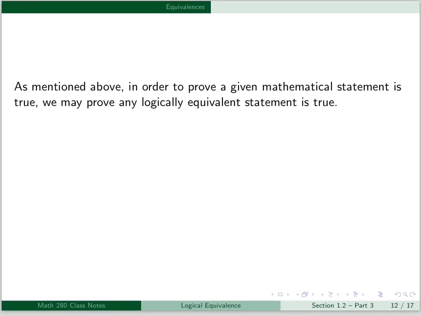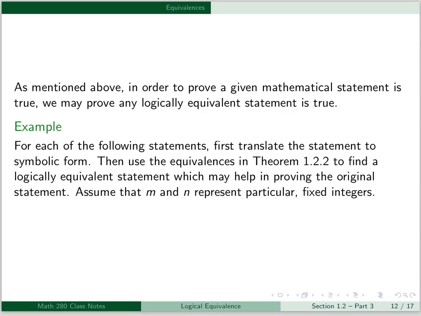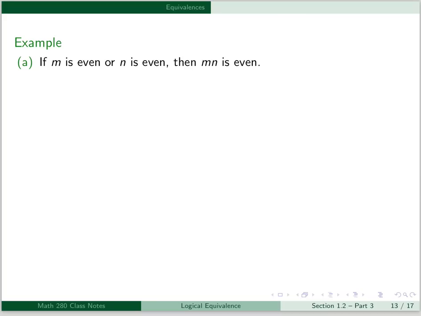As mentioned above, in order to prove a given mathematical statement is true, we may prove any logically equivalent statement is true. For our next example, for each of the following statements, first translate the statement to symbolic form. Then use one of the equivalences in the theorem to find a logically equivalent statement which may help in proving the original statement. We'll assume here that m and n represent particular fixed integers. So for our first example, we have the statement, if m is even, or n is even, then m times n is even.